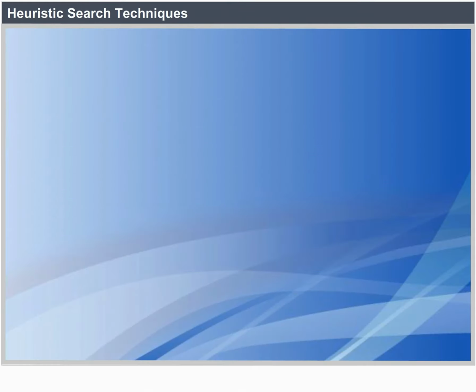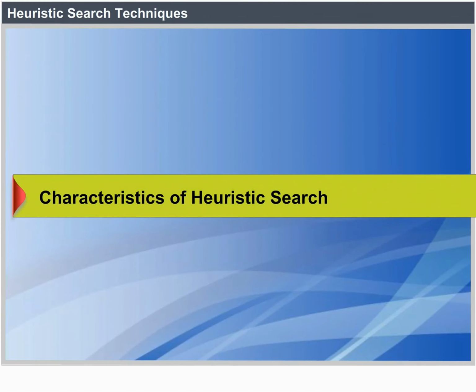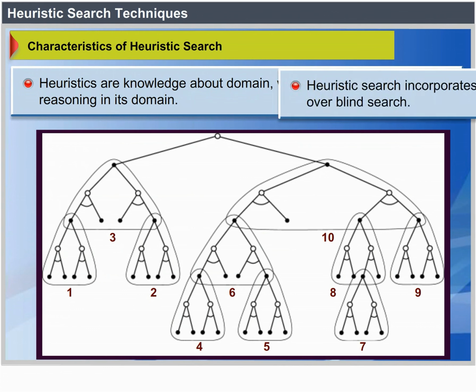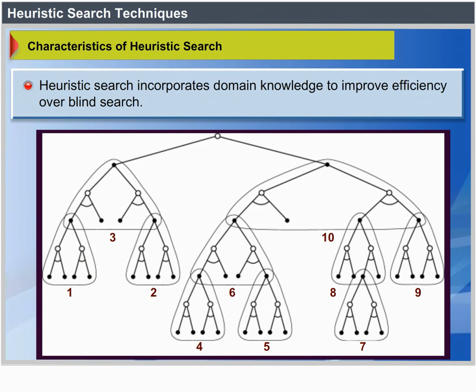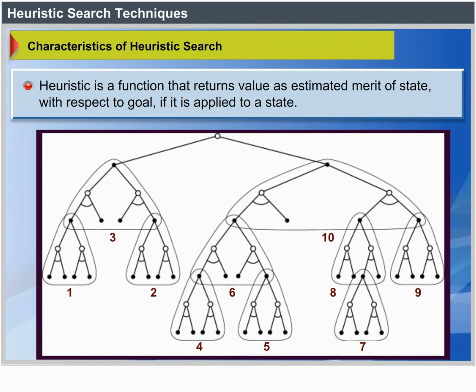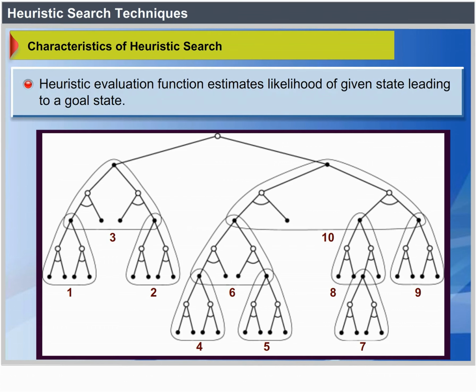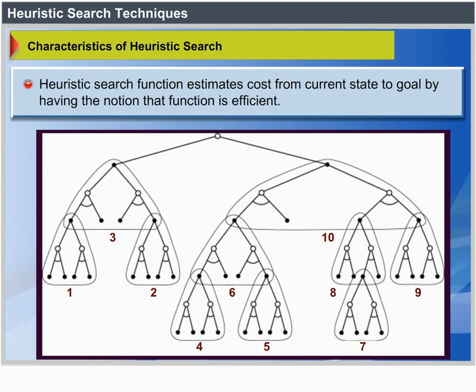Characteristics of heuristic search. Heuristics are knowledge about the domain, which helps search and reasoning in its domain. Heuristic search incorporates domain knowledge to improve efficiency over blind search. A heuristic is a function that returns a value as the estimated merit of a state with respect to the goal. The heuristic evaluation function estimates the likelihood of a given state leading to a goal state. It estimates the cost from the current state to the goal.